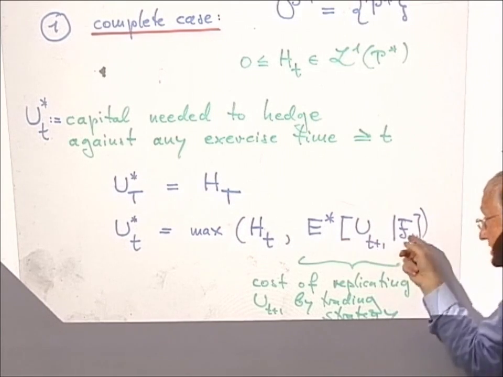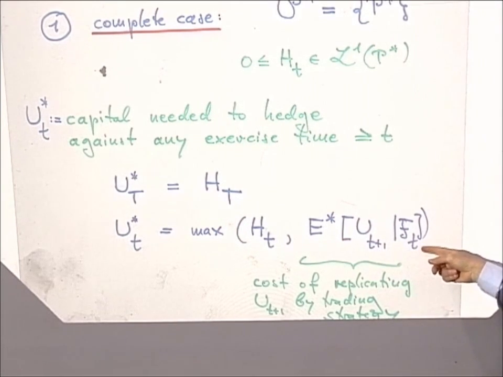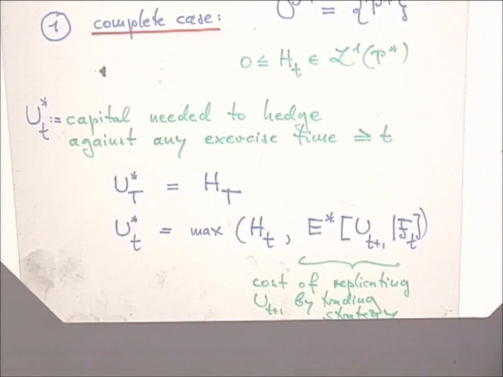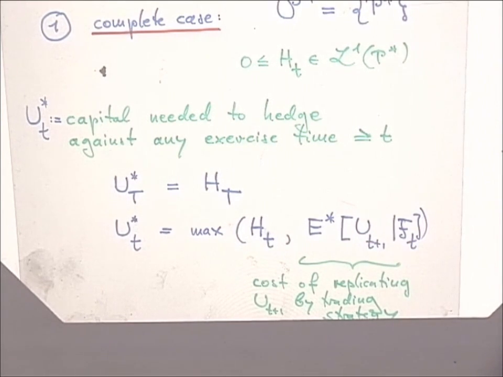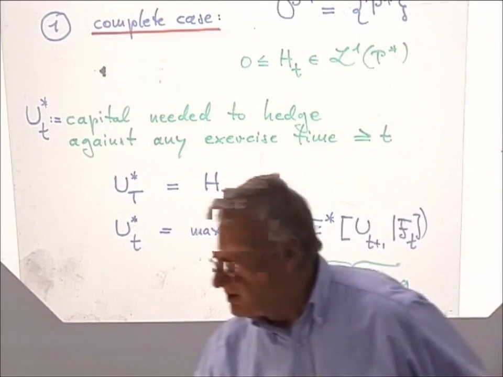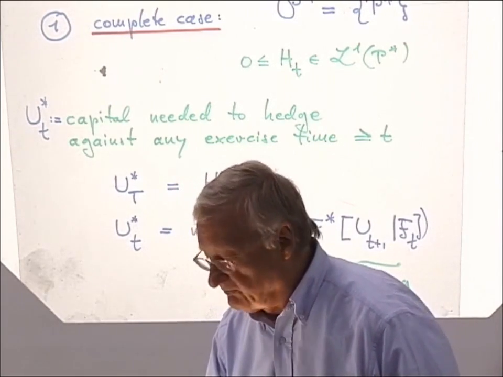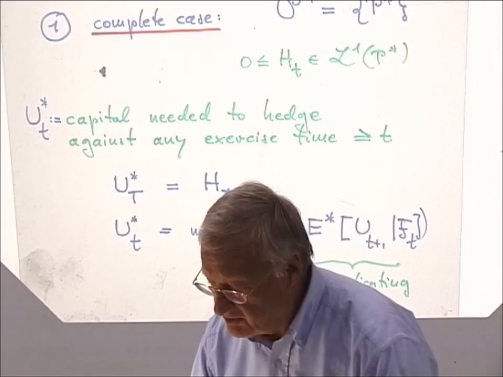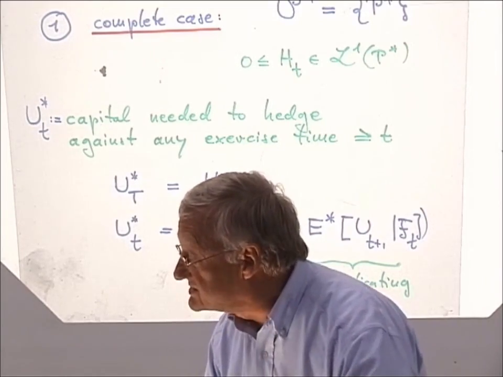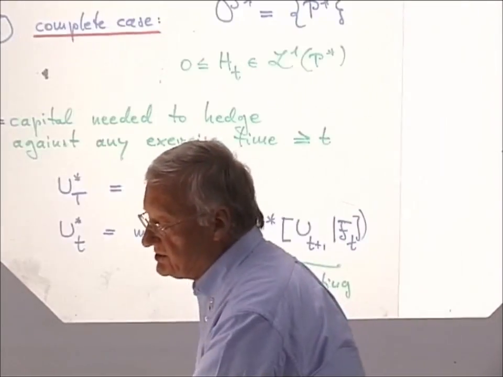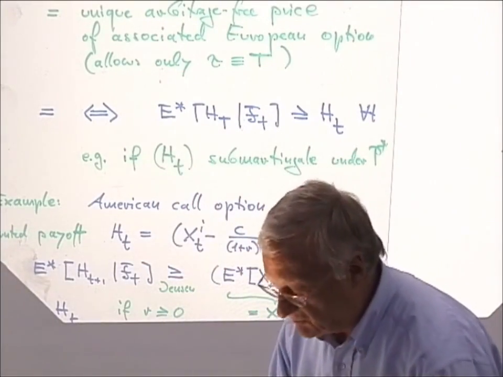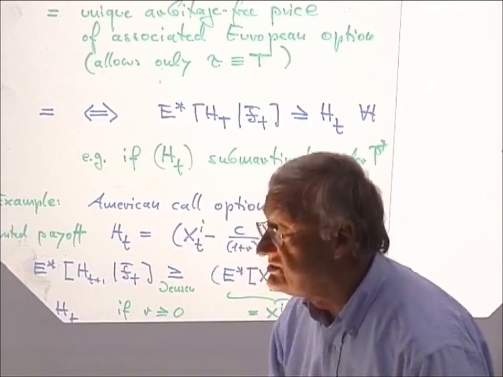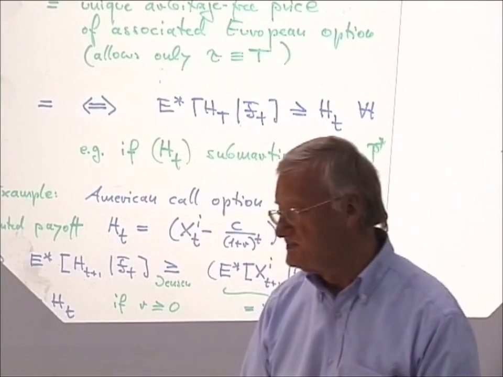And in order to implement, to generate this amount by a trading strategy on the financial market, in the complete case, this is given by the conditional expectation under the equivalent martingale measure. But we see it's exactly as before. It's the structure of a Snell envelope. So this successive capital needed to hedge is simply Snell's envelope of the payoff process, but now with respect to the martingale measure, P star.